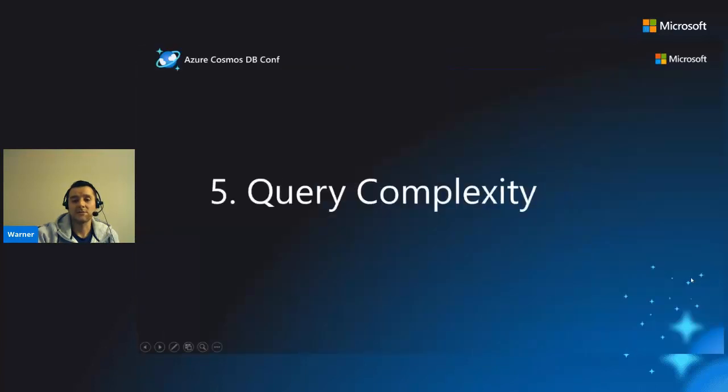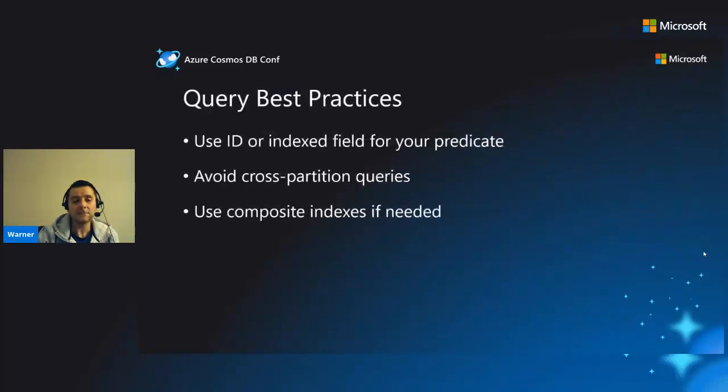Let's go back and see what else we have. Query complexity, obviously, also has an impact. We can have some query best practices. For example, you should always use either the ID or an indexed field for your predicate. Then you should also try to avoid cross-partition queries, and we're going to talk about that a little further on today, because usually what I've seen is that people try to do analytical types of queries using the Cosmos DB connection, and this causes cross-partition queries and a lot of RU consumption. Now we have a really good alternative with Synapse Link to avoid that, and I'll go into Synapse Link in detail in just a few minutes.